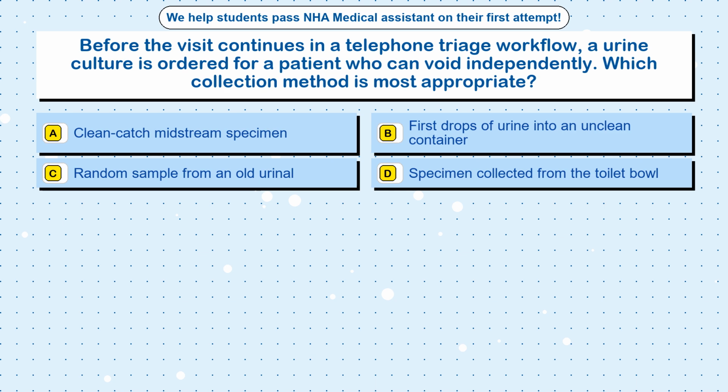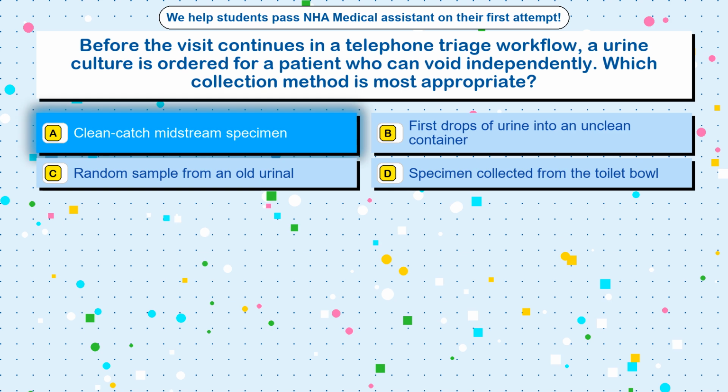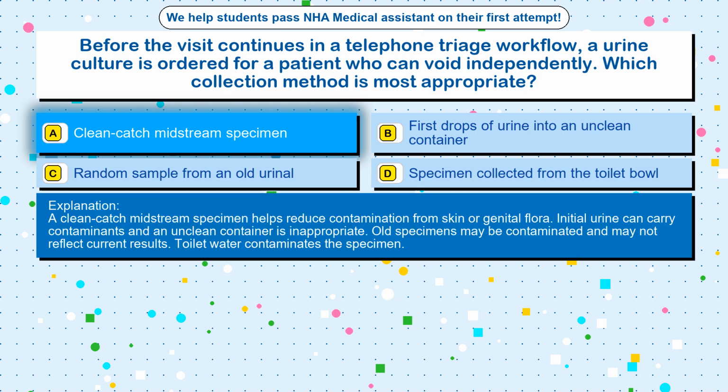The correct answer is option A, clean catch midstream specimen. A clean catch midstream specimen helps reduce contamination from skin or genital flora. Initial urine can carry contaminants and an unclean container is inappropriate. Old specimens may be contaminated and may not reflect current results. Toilet water contaminates the specimen.